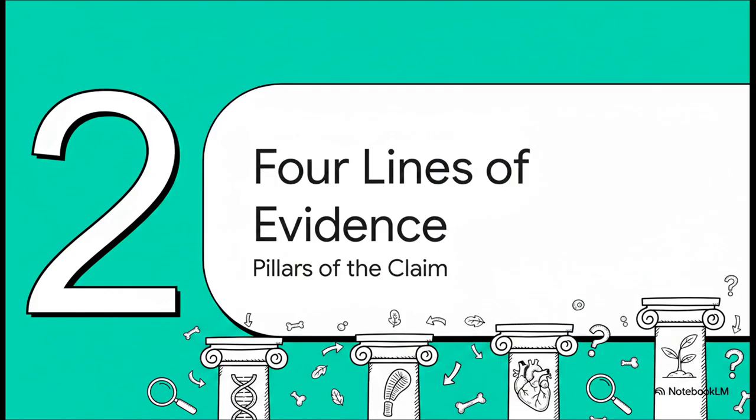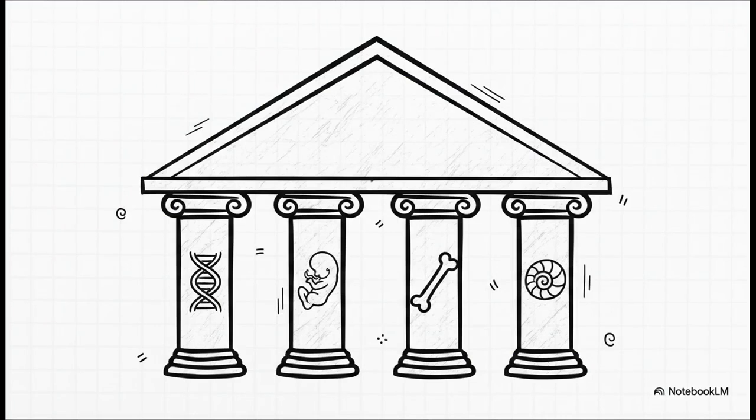This is where we gather the actual clues to prove our point. According to the standard, there are four specific lines of empirical evidence we need to construct our explanation: molecular biology, embryology, comparative anatomy, and the fossil record. These are the four massive pillars that will hold up that roof we just talked about.